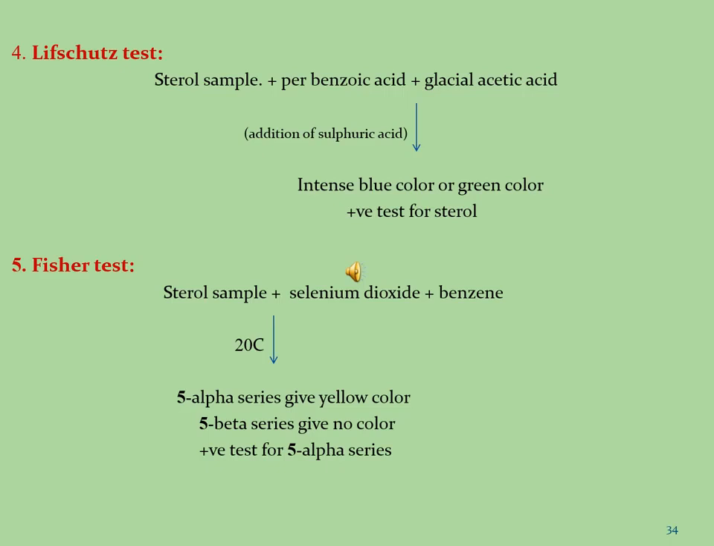Number 5, Fischer test. In this test, the sample is taken in chloroform, selenium dioxide or benzene is added, and it is heated at 20 degrees centigrade. We observe yellow color. If we observe yellow color, it means this is a 5 alpha series sterol, and if we observe no color, it means it is a 5 beta series sterol. 5 alpha and 5 beta mean there is a hydroxyl group at the 5 alpha position or at the 5 beta position. So this test is positive for the 5 alpha series.